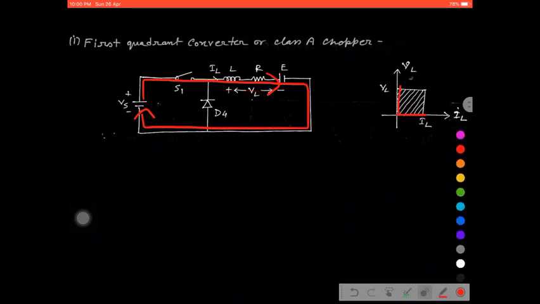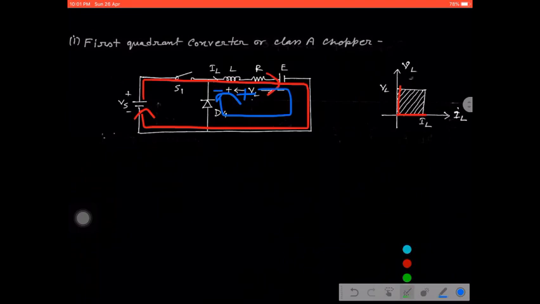When the switch is off, then what happened? When the switch becomes off, the inductor was completely charged with respect to supply voltage Vs, right? And now when the switch remains off, the inductor has changed its polarity. Now the inductor polarity is, this one is positive, this will be negative. Now the inductor tries to discharge, right, as the switch is off, the inductor stored energy tries to discharge through freewheeling diode D4.